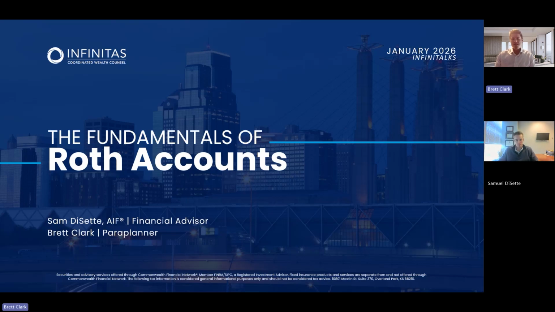Today, we'll be discussing the fundamentals of Roth accounts. So imagine building a retirement account where every dollar of growth is yours, tax-free. No surprise tax bills, no complicated calculations. That's the power of a Roth account.